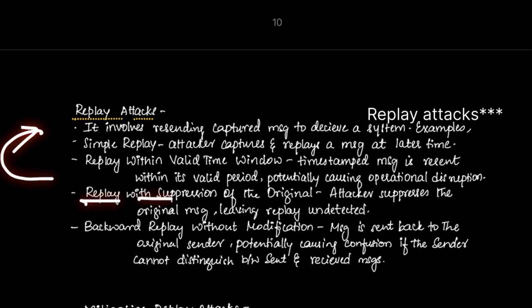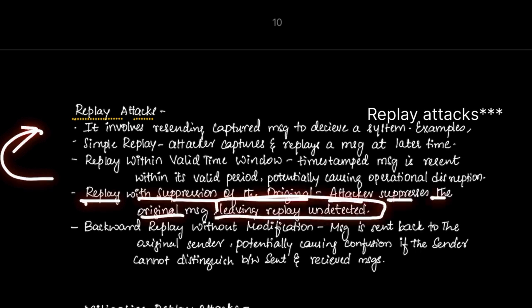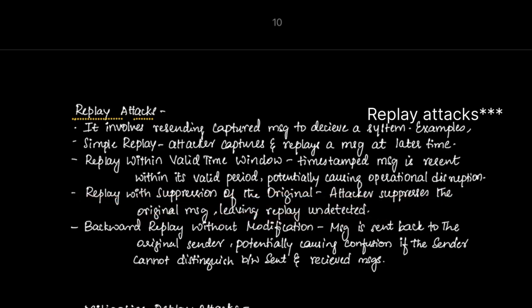Next, we have replay with suppression of the original. So your attacker will suppress the original message, leaving replay undetected. That is, even the user or the receiver may not know that the message is suppressed here. Then we have backward replay without modification.